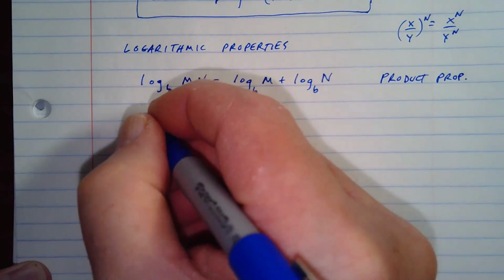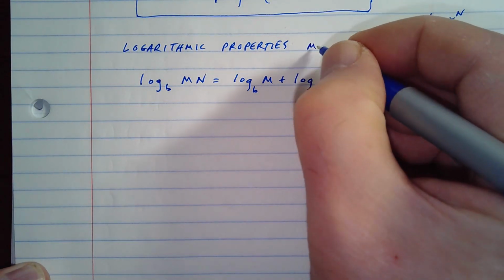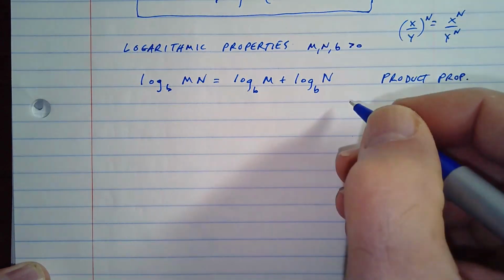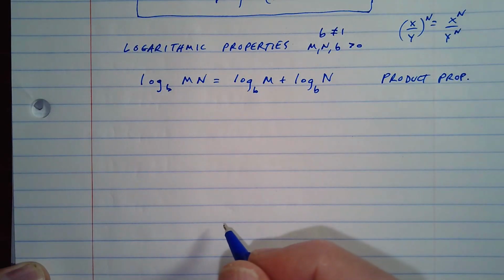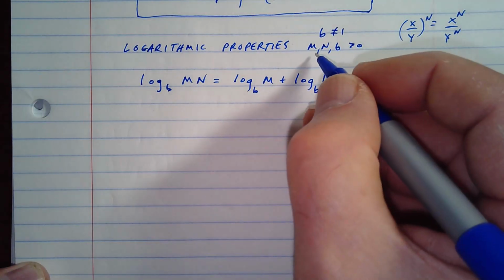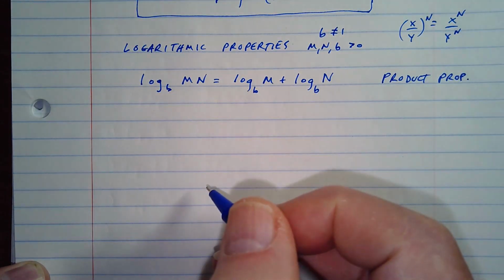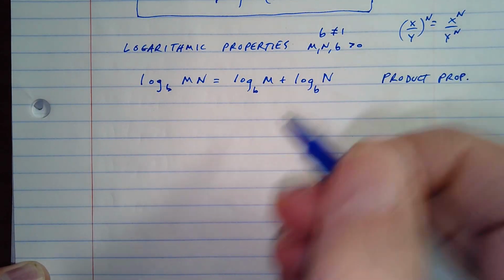I guess I should have up here too that m, n, and b all have to be positive, and b can't be 1. So there are a couple of restrictions. All of these numbers and variables are representing positive values, no negatives, no zeros. And also b can't be 1.